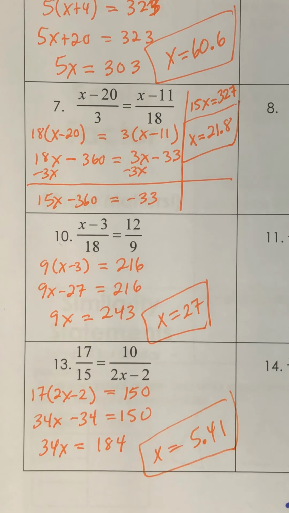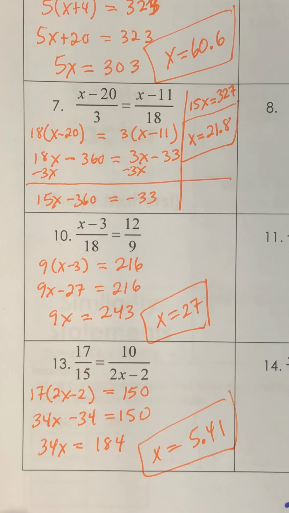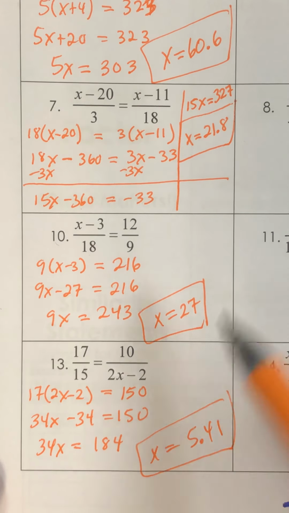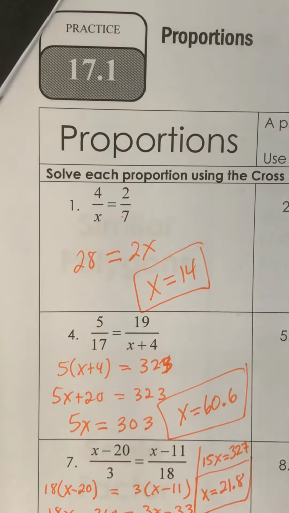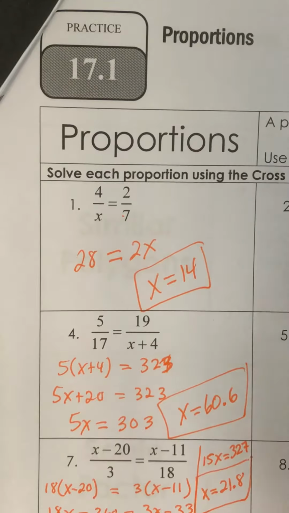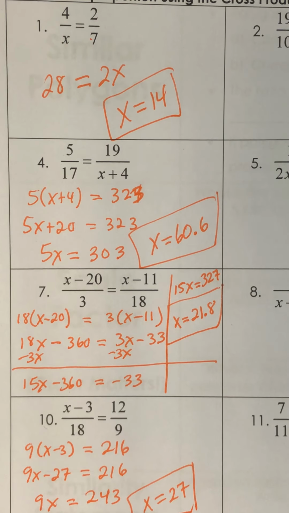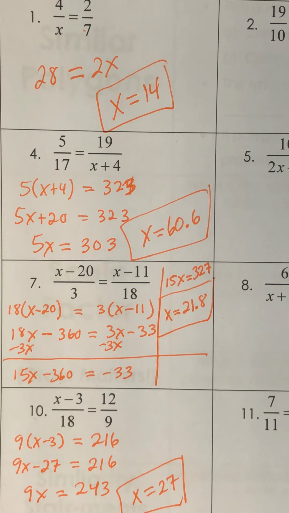Okay, so there are some that don't divide in evenly, and that's fine. Just double check. You can double check your work. If I plug in, like back up here at the beginning, I could plug 14 in and reduce those fractions, or do the cross multiply and see that they equal. 60.6, I'd have to be close because we probably rounded that decimal, so you plug it in right here, 60.6 plus 4, times that by 5, and then do 17 times 19 and double check your work. You can make sure you're right by just plugging it back in.